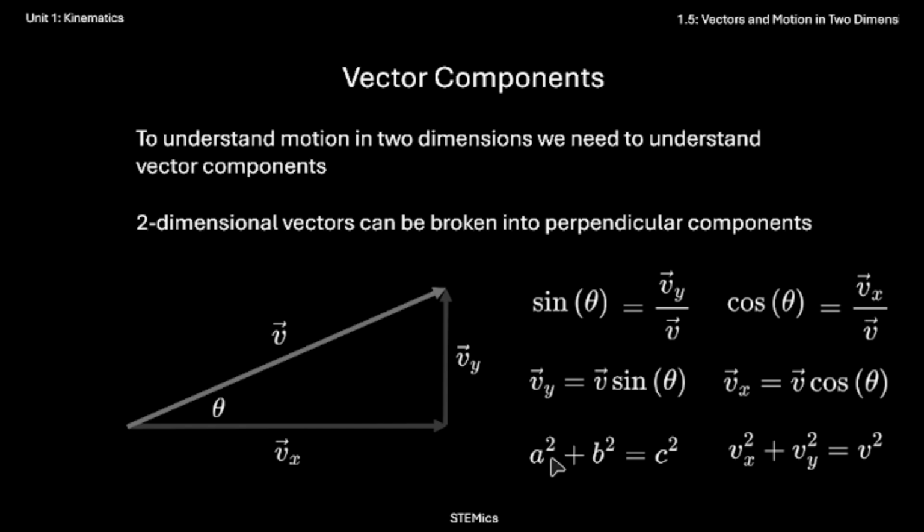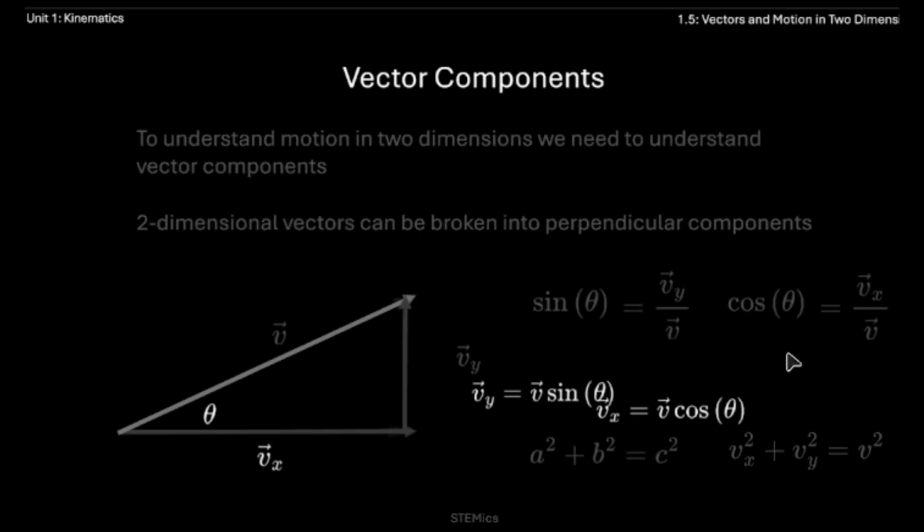And remember the Pythagorean theorem, a squared plus b squared is equal to c squared. So when you have the x direction of the velocity vector squared plus the y direction of the velocity vector squared, you get the vector itself squared. This is the Pythagorean theorem. You can confirm this if you substitute these two in. It makes sense. All right.